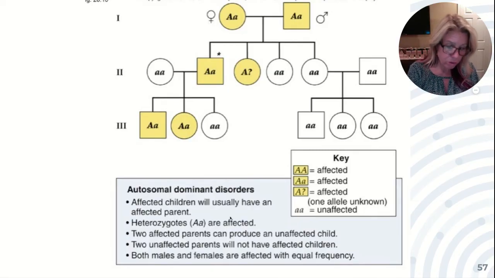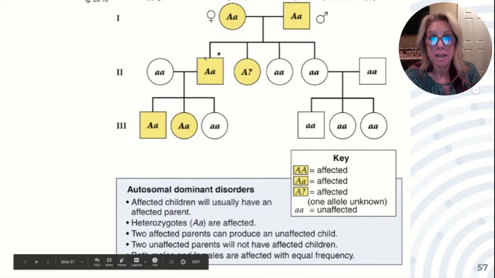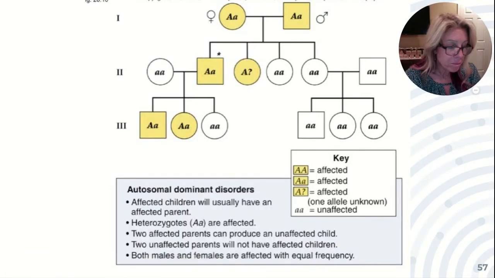So on autosomal dominant disorders, affected children will usually have an affected parent. I'm going to give you some exceptions to Mendelian inheritance in video 3 of this series, and that's called penetrance, and that is how often a gene is expressed. So there could be exceptions to that. Heterozygotes are affected, like this individual here. Heterozygotes are affected.